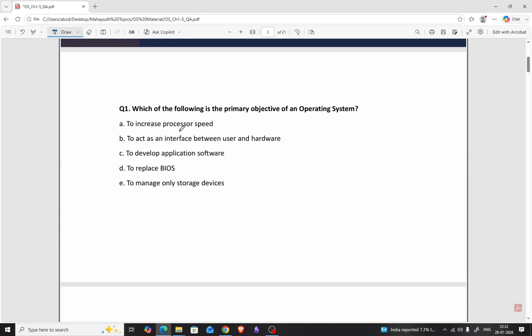Question number 1. Which of the following is the primary objective of an operating system? Kindly go through the options. The correct answer is it acts as an interface between the user and the hardware.